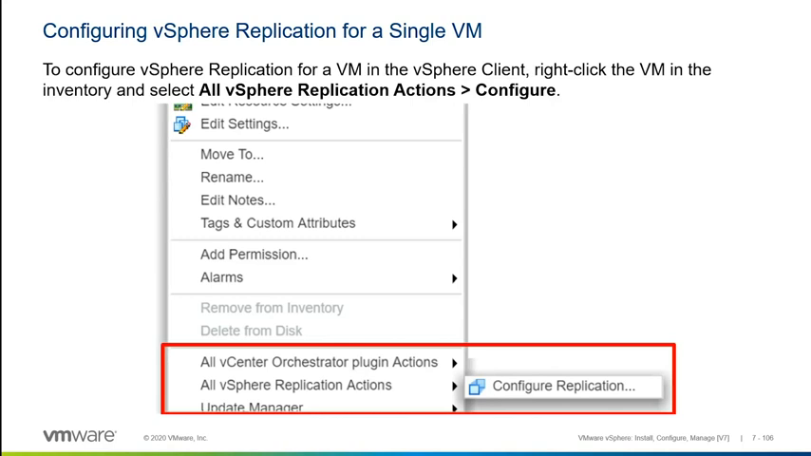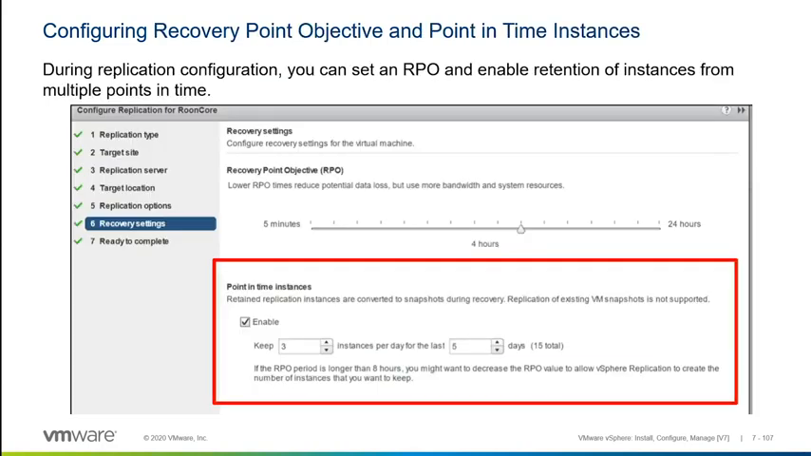Once this replication appliance has been deployed, we get a new menu in the vSphere client because there is a plugin included in the vSphere replication appliance for vCenter and the vSphere client. You right-click on a virtual machine, select all vSphere replication actions, and for a particular VM or folder of virtual machines, we're going to configure replication.